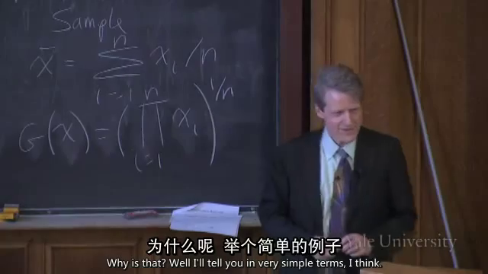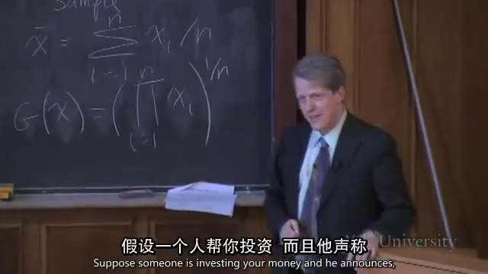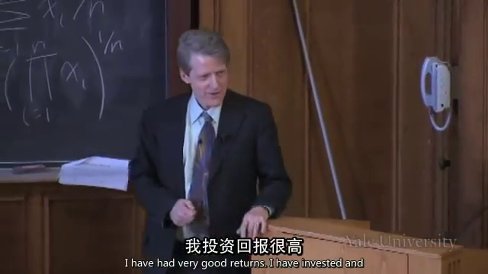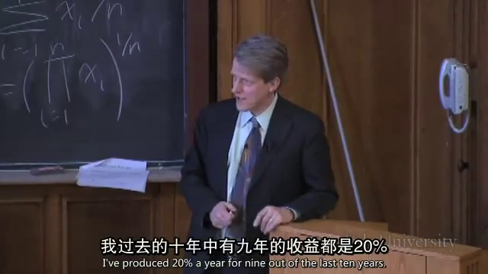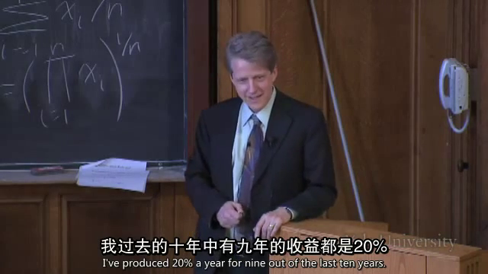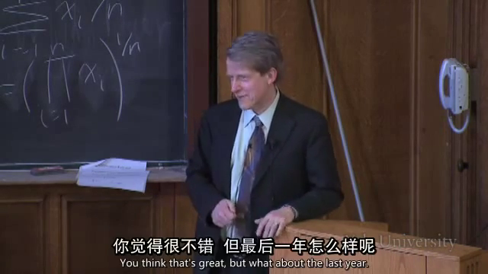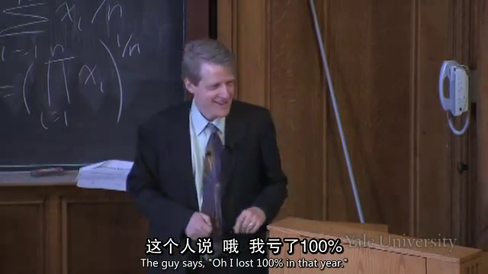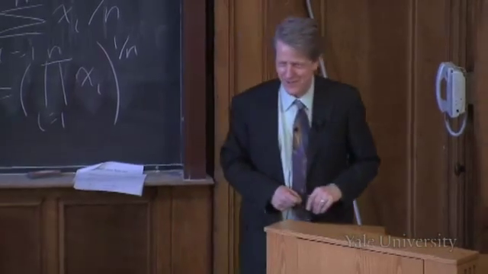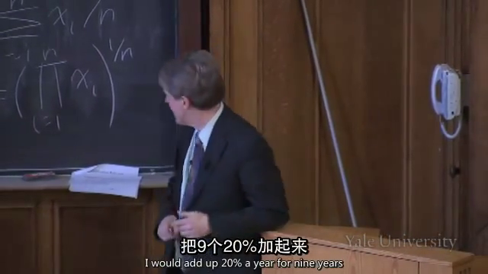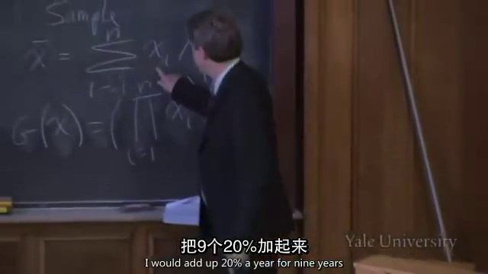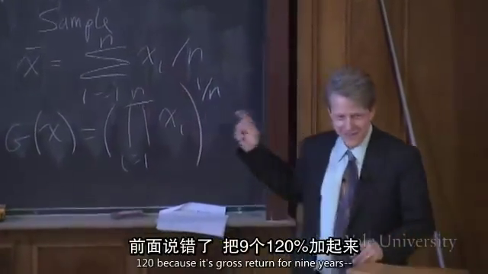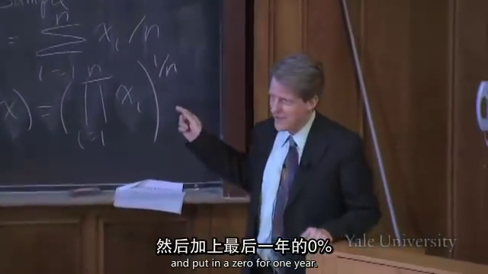And why is that? Well, I'll tell you in very simple terms, I think. Suppose someone is investing your money, and he announces, I have had very good returns. I have invested, and I've produced 20% a year for 9 out of the last 10 years. And so you think, gee, that's great. Well, what about the last year? And the guy says, oh, I lost 100% in that year. So you might say, all right, that's good. So I would add up 20% a year for 9 years, and then put in a 0, no, 120, because it's gross return for 9 years, and put in a 0 for 1 year.